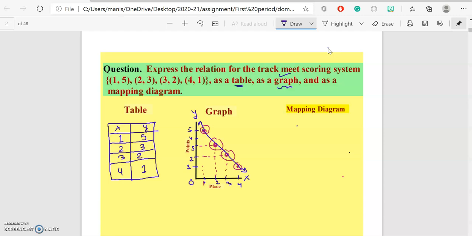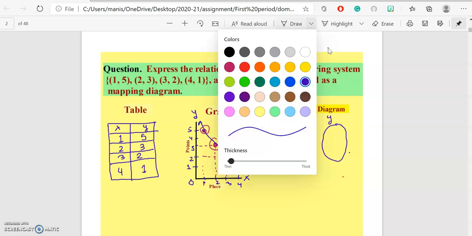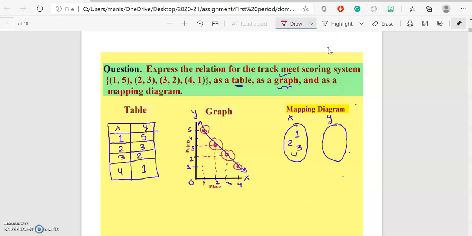Now as a mapping diagram. What happens in mapping diagrams, you will draw two oval shapes. This is your x, this is your y. I will write my values of x over here, 1, 2, 3, 4. And in this I will write my values of y which I have been given in this question. So my values of y are 1, 5, 3, 2.